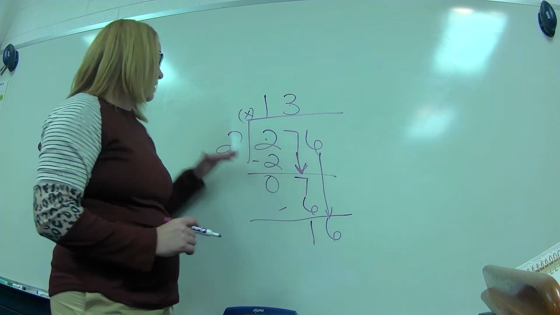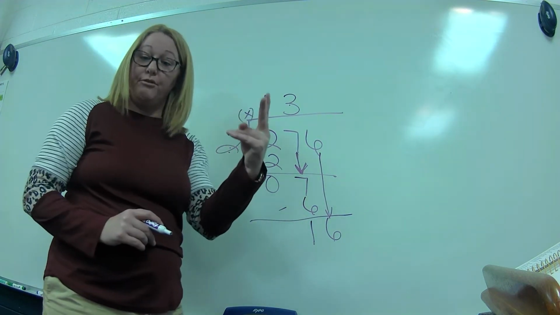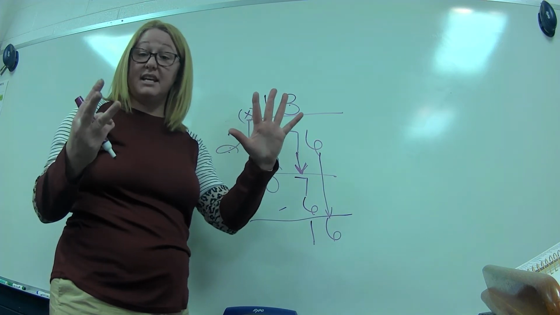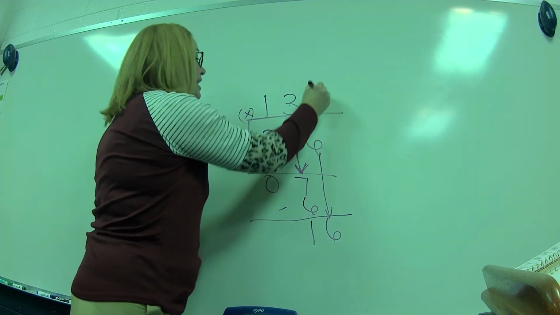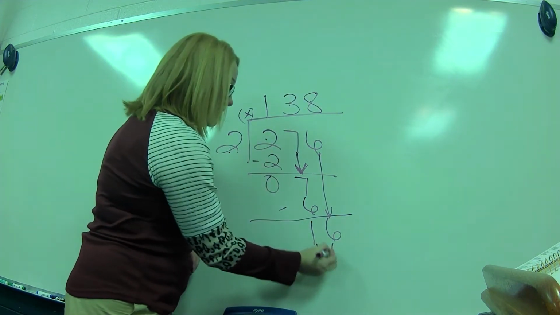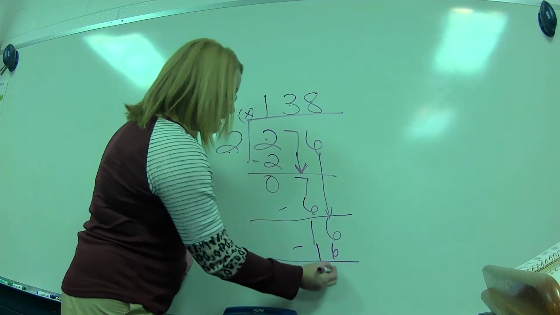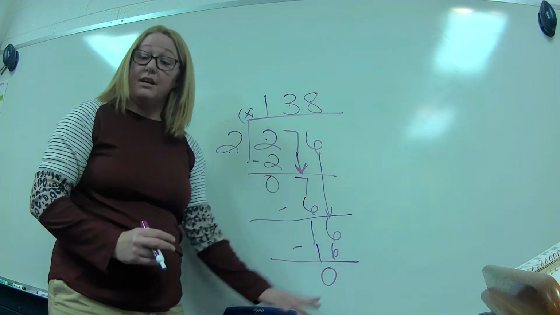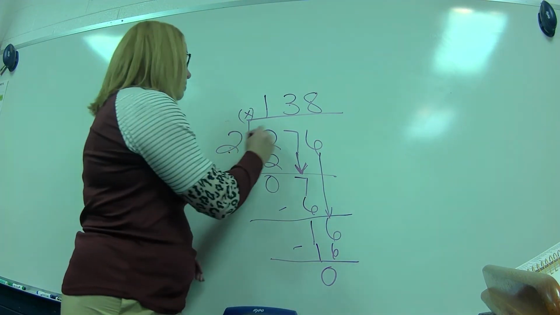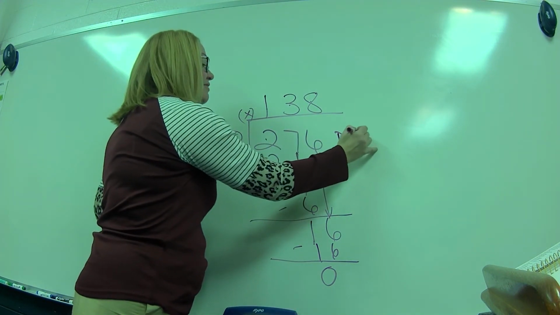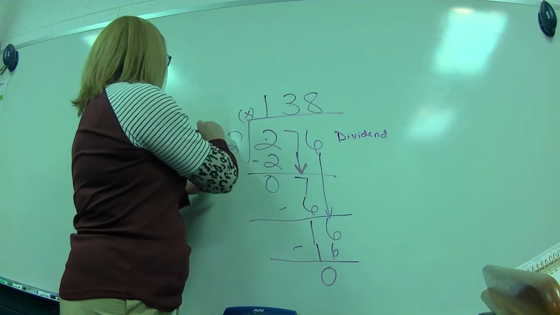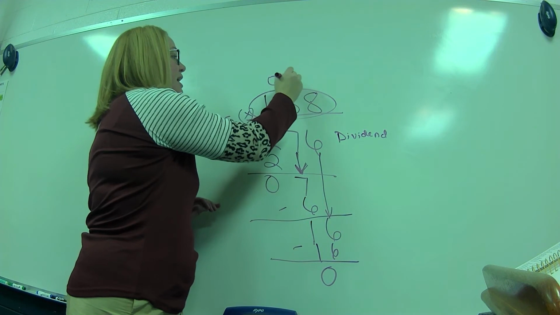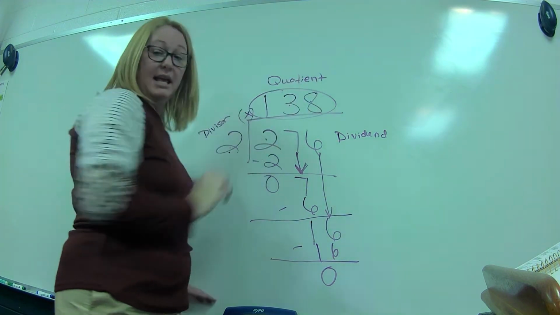So 16 now divided by 2. Well, 2, 4, 6, 8, 10, 12, 14, 16. Right, 2 times 8. 8 times 2 is 16. I subtract, I get 0. Now I have to look, do I have any more numbers to bring down? I do not. So this one is finished. 276 is my dividend. 2 was my divisor. And 138 is my quotient, my answer.